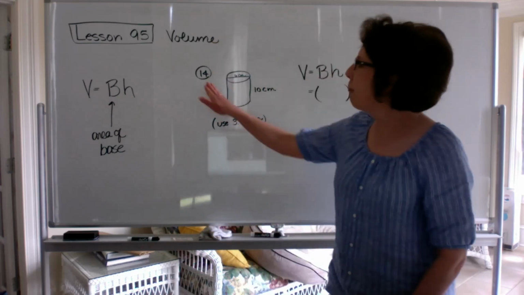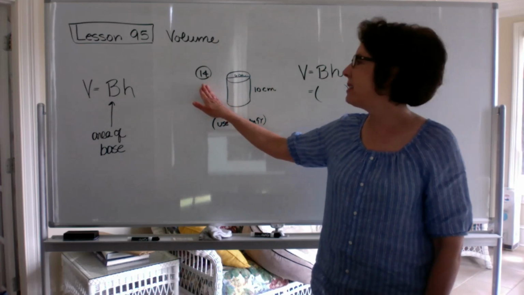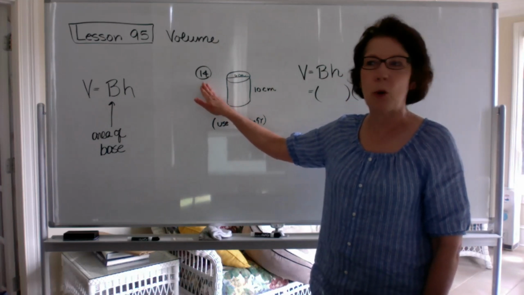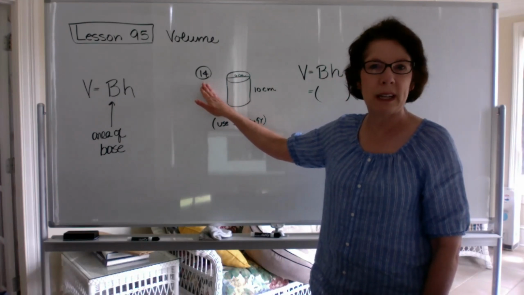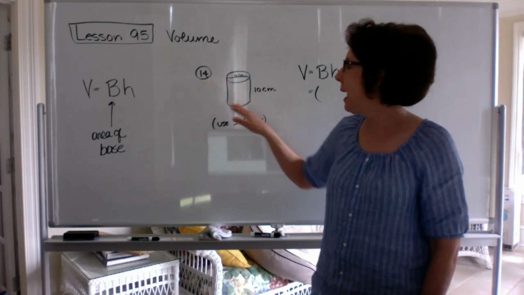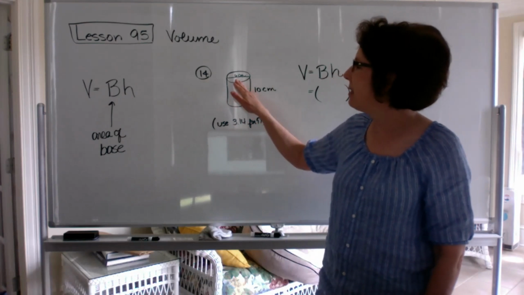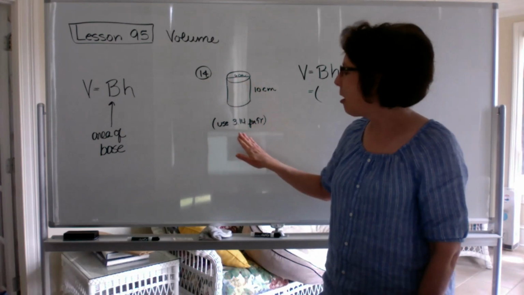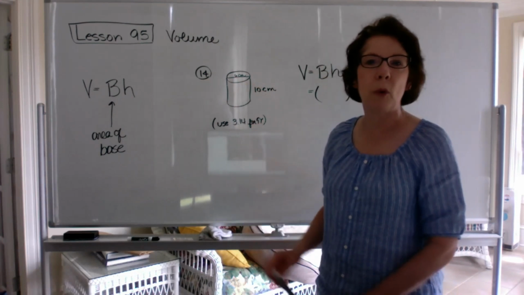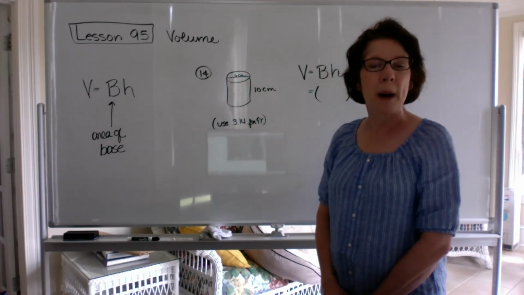Okay, so number 14 on your homework is our volume problem. Get out your math homework sheet and let's go ahead and do number 14 together. It's a soup can, and it tells me the soup can has a diameter of 6 centimeters and a height of 10 centimeters. It also tells me to use 3.14 for pi.